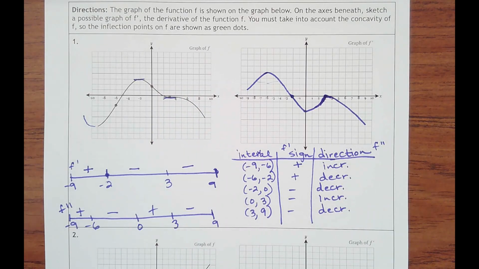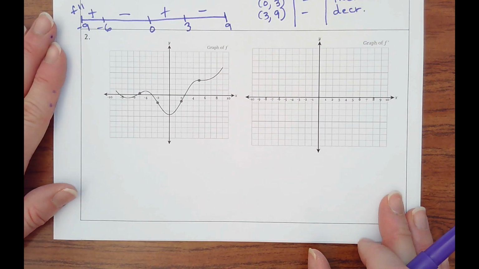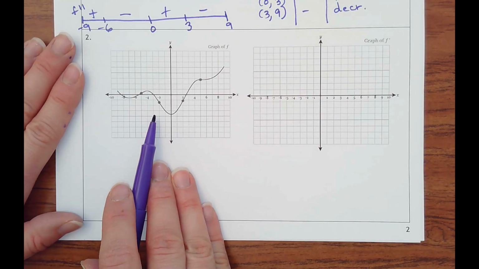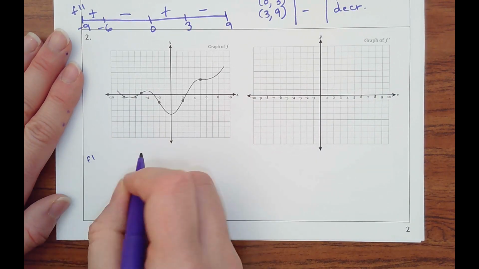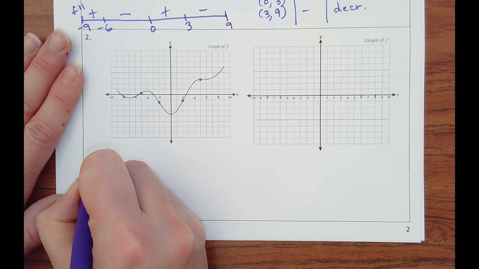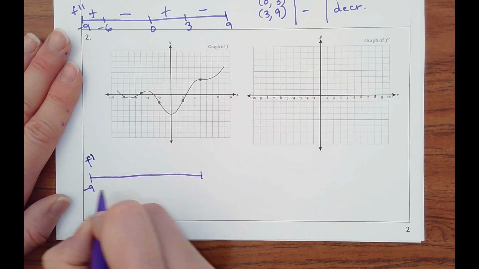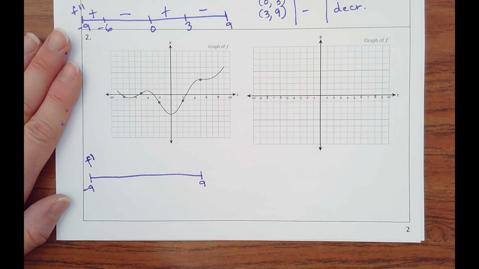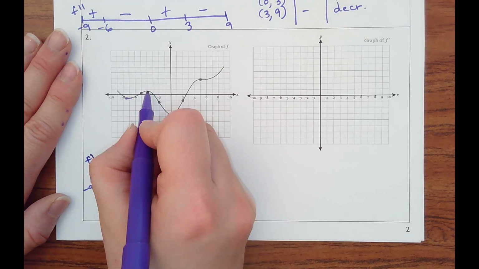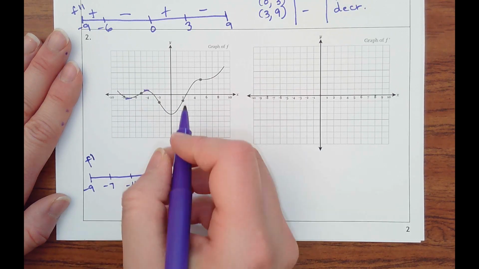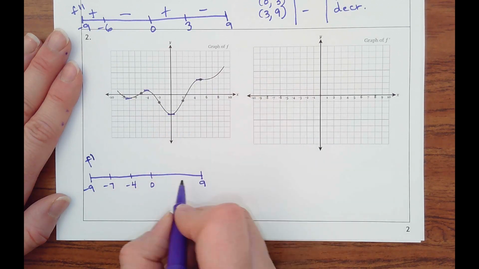Okay, let's try another one and see if it helps clarify a little bit. So here's my graph of f. I need to graph just the slopes. And so let's make an f prime sign chart. We're going to go from -9 to 9. And I want to pick out the critical points where the slope is 0. That would be here at -7. That would be at -4. That would be at 0. And that would be at 5.